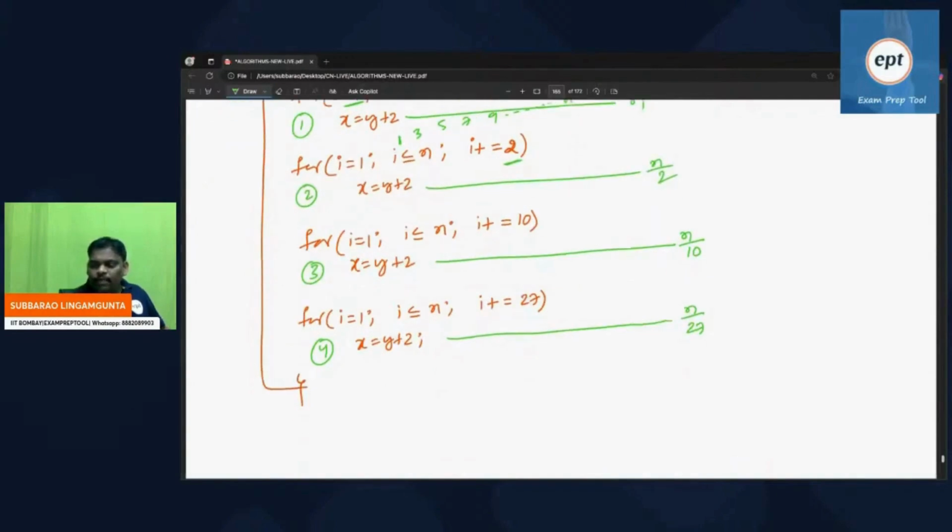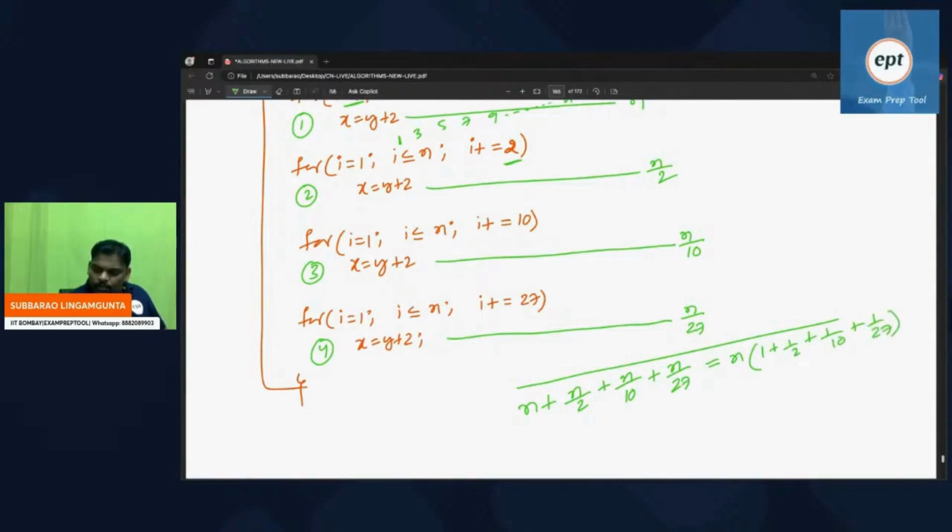Now let me write the order of magnitude of the total program: n by 2, n by 10, n by 27. And one more thing, if you see properly, n common, 1 plus 1 by 2, 1 by 10 plus 1 by 27. It became n into some constant, which is nothing but, that may be 5, that may be 6, whatever it is. So time complexity is big O of n.